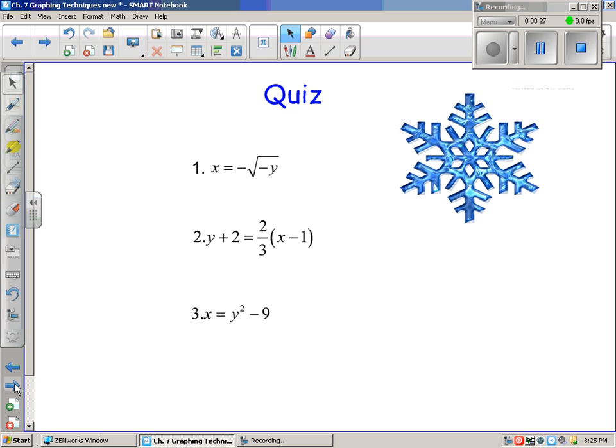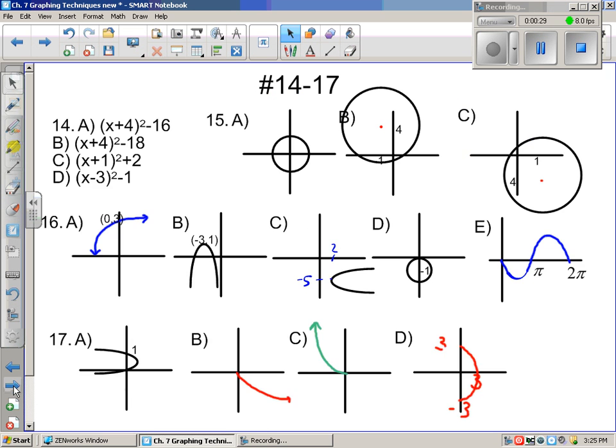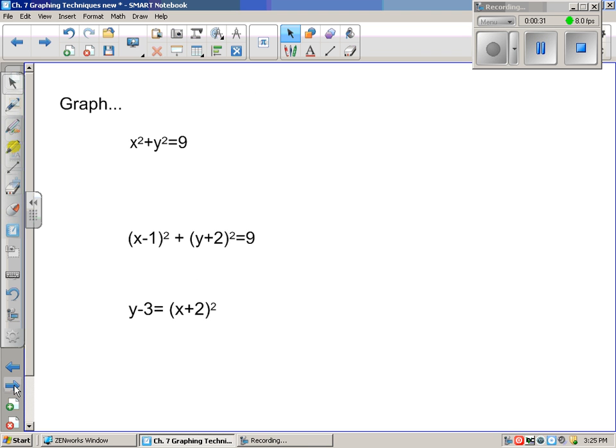And so when looking at some questions here, I'm going to just quickly scroll through these. When looking at these graphs, in particular this first one, x squared plus y squared equals 9, my hope is that you remember that that is in fact a circle with a radius of 3. Good.